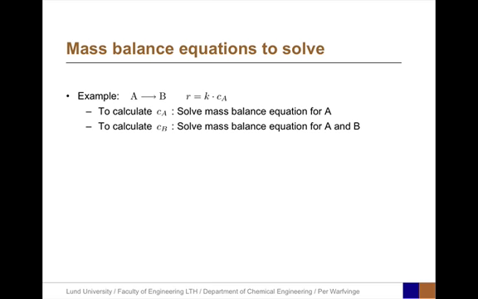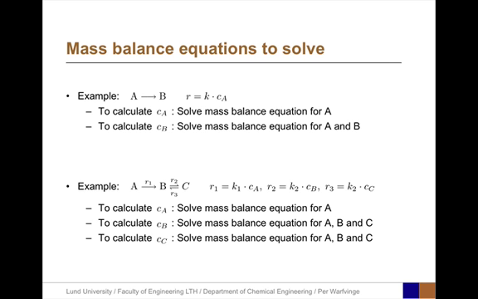Here is a more complicated example where A is transformed to B in one irreversible reaction, and B is transformed to C in a reversible reaction. In that case, the kinetic equation for the first reaction is K1 times Ca. The kinetic equation for the second reaction is also first order, K2 times Cb. And the kinetic equation for the third reaction is K times Cc. And here's an error. It should be K3 in the last equation.